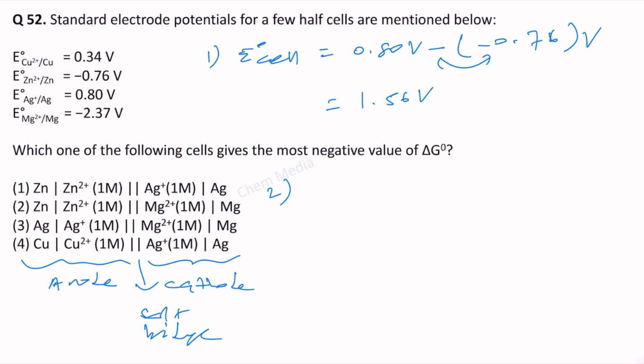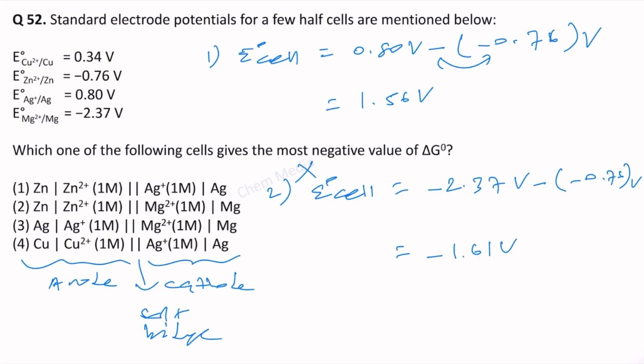And then number 2, E cell standard in this case is reduction potential of the cathode, that is Mg2+ becoming Mg, so minus 2.37 volt, minus reduction potential of the anode, that is minus 0.76 volt. So this will be equal to minus 1.61 volt. So this is definitely not the correct answer, because in the delta G equation there is another negative sign. So with this negative sign it will become positive.